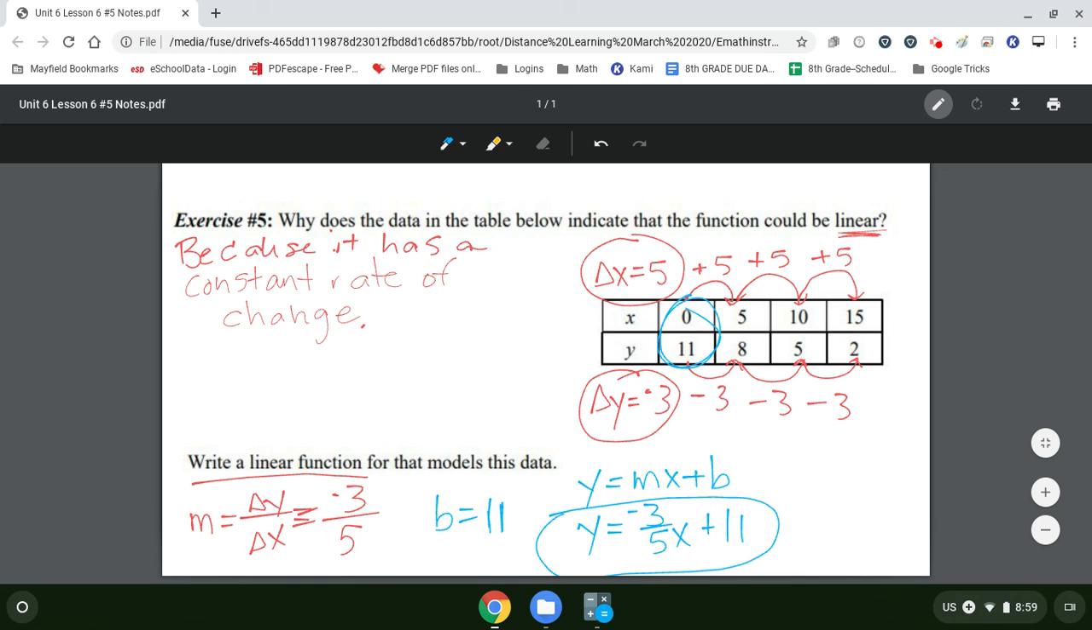Okay, so that's the last example on the notes. Hopefully you can do these and do the homework problems tomorrow. Let me know if you have any questions.